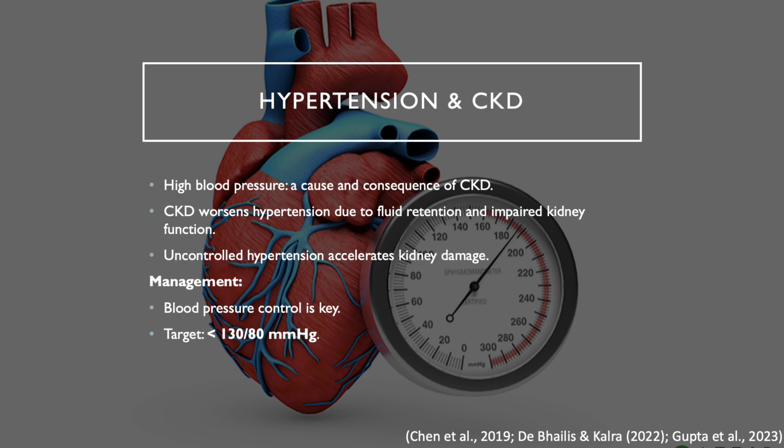Management of hypertension and CKD. The target blood pressure of CKD patients is less than 130/80 mmHg. Controlling blood pressure can help slow kidney function decline. This can often be achieved with medications like ACE inhibitors, ARBs, calcium channel blockers, or diuretics, depending on patients' overall health and stage of CKD.